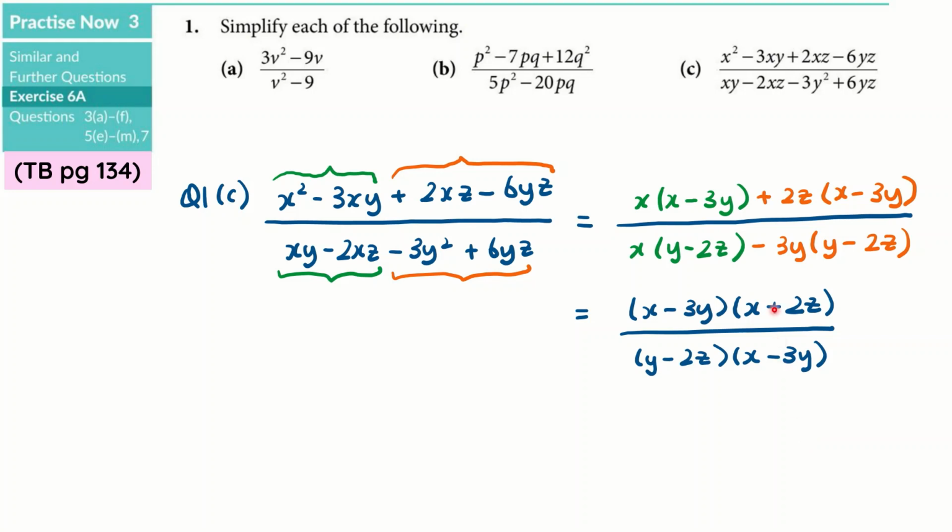Now that we have it expressed in this form, I will divide x minus 3y in both the numerator and denominator. And hence, we will get the answer of (x plus 2z) over (y minus 2z). I hope that with these examples, you have a better understanding about the simplification of algebraic fractions.